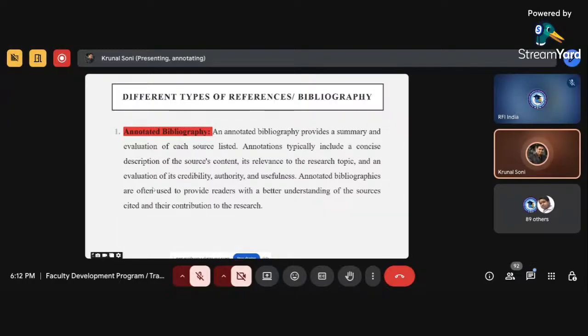Now here we are discussing the different parameters of why we are doing this particular practice. Firstly, it is the annotated bibliography. What is an annotated bibliography? It means we need to provide a summary of the things, and we need to draft this summary in terms of a few parameters, like credibility, authenticity, and usefulness of the research. So annotated bibliographies always provide some short summary instead of going into a detailed reading of the entire paper.